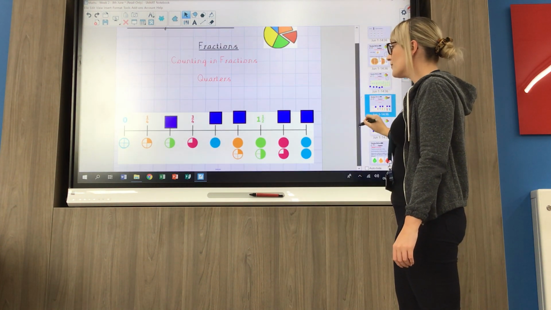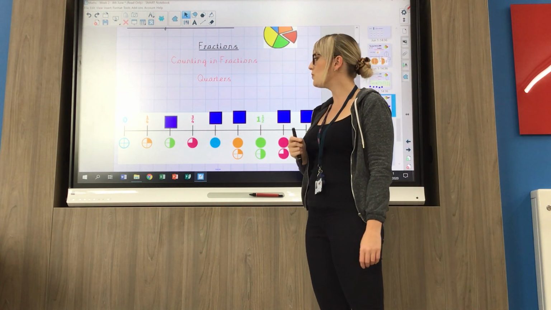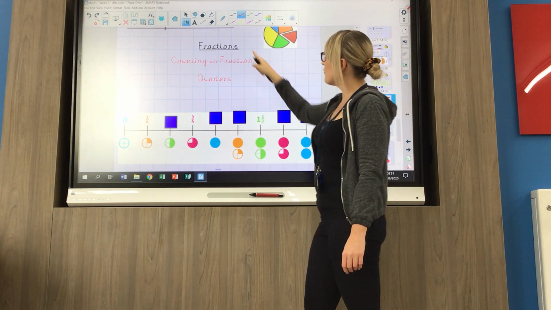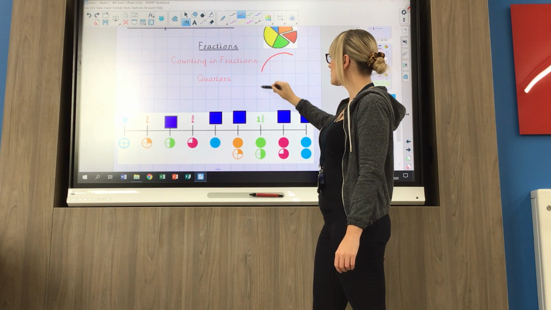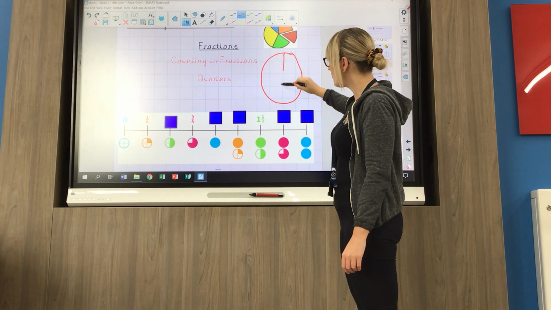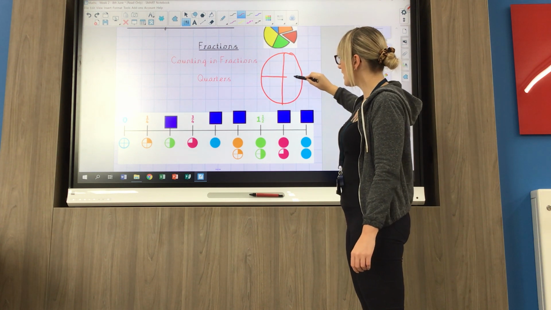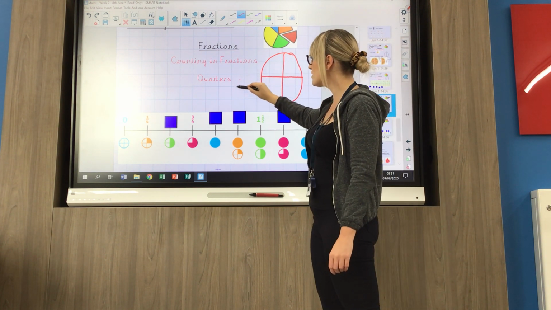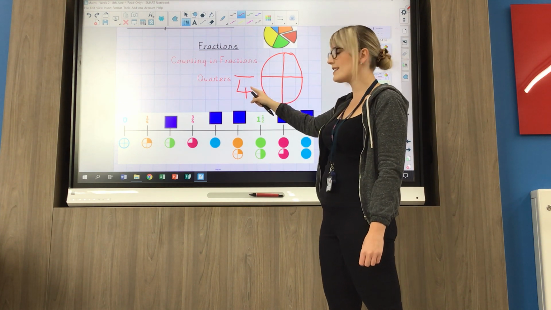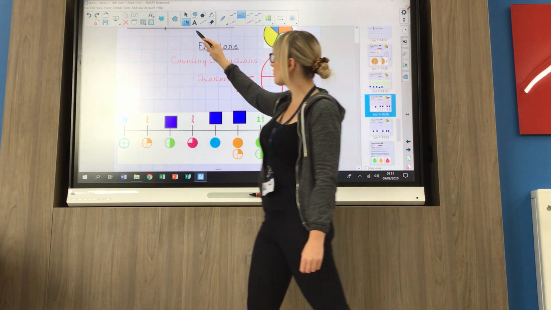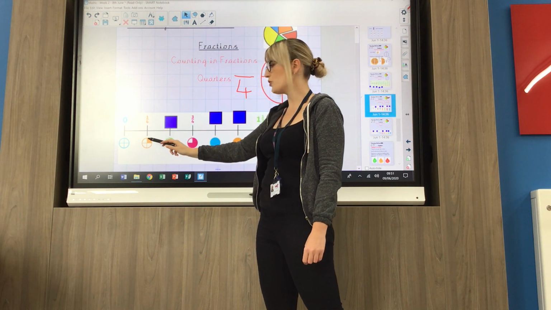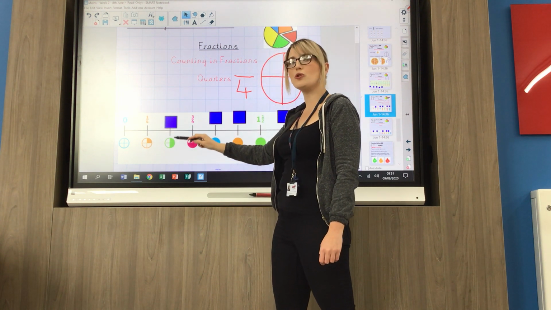You might also be counting in quarters. Like the pictures show at the bottom, if we're splitting something in quarters, we're splitting it into 4. So I'd split it in half first. I'd go across again like that. And quarters, we're splitting it into 4 equal parts. So my denominator is going to be 4. So here I've got 0, I've got 1/4, and then I've got 2/4.